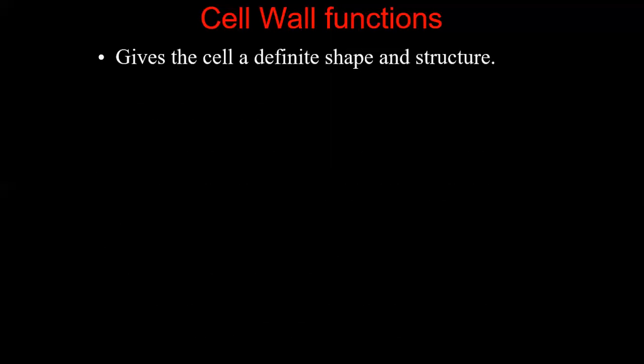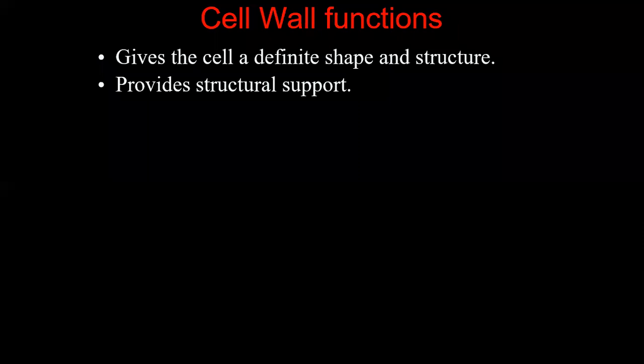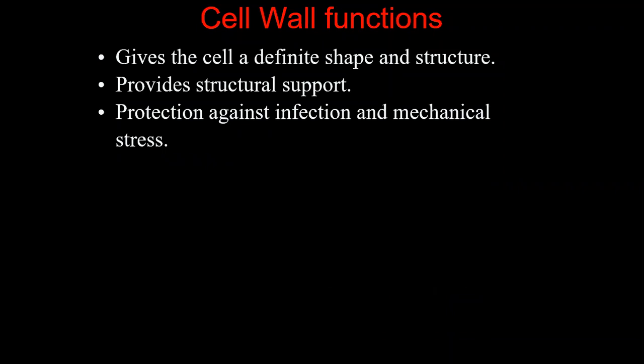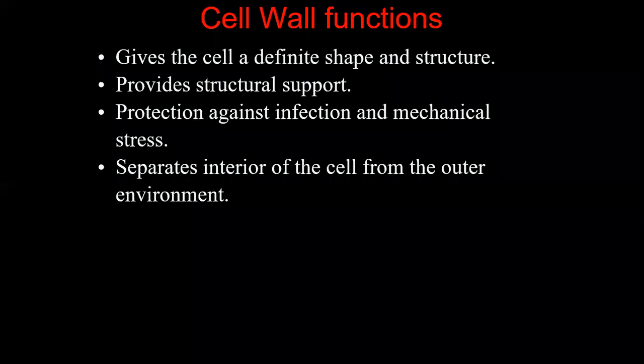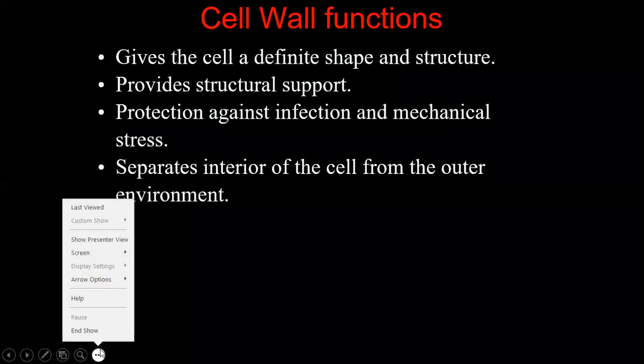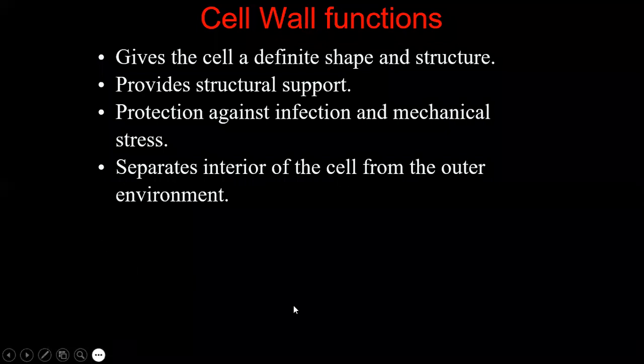Cell wall. The cell wall is the outermost part of the bacteria, which consists of some interlinked molecules, and it gives the cell a definite shape and structure. It provides structural support for the cell. It also protects against infection and mechanical stress. It separates the interior of the cell from the outer environment.